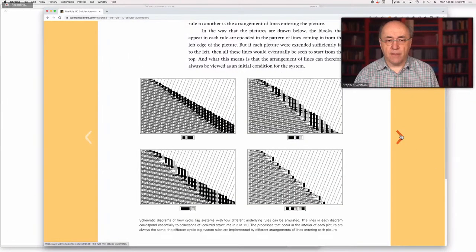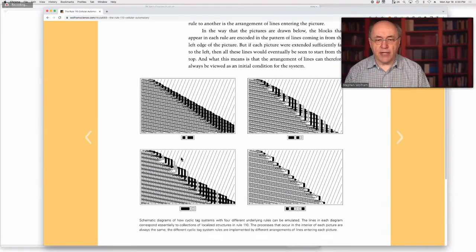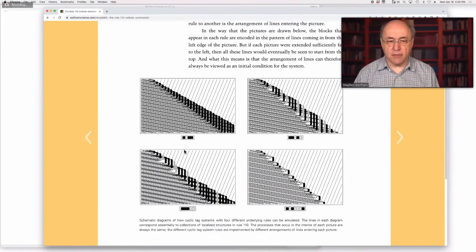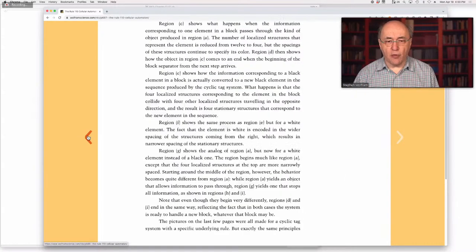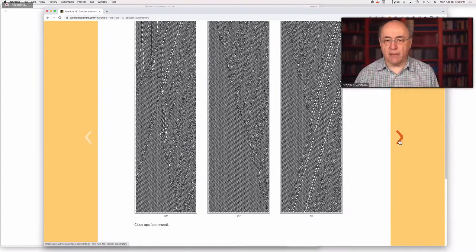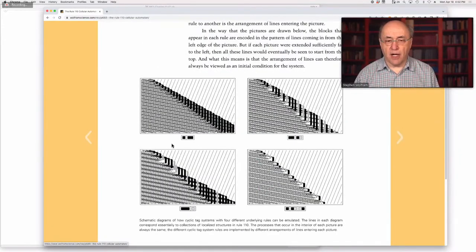But the big news is that it does work out, and this is showing how different cyclic tag systems can be compiled down to these things that ultimately compile down to the machine code of the rule 110 cellular automaton down here. And that's how that works.